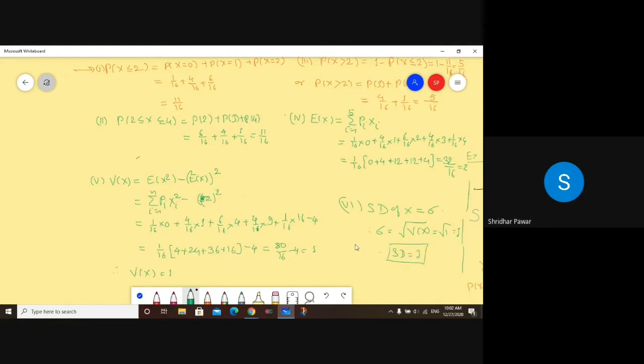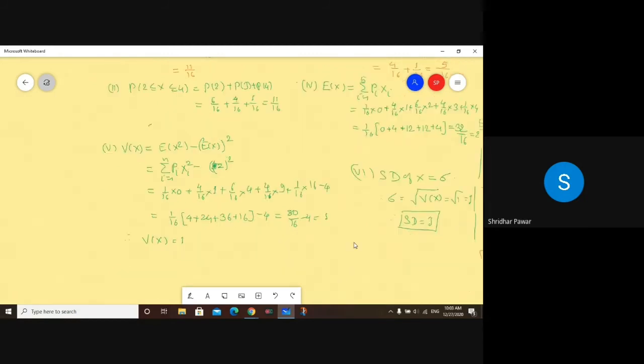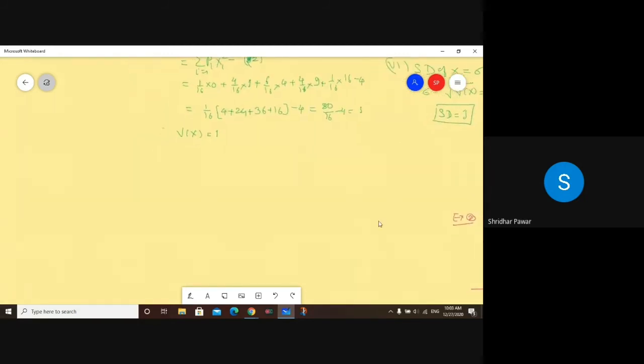Okay. So this is how you can do the problems on finding the probabilities of different values of x, then expectation of x, variance of x, and you can find the standard deviation of x also. So I will give you some problems for practice on your WhatsApp group. Now see some more problems on this.